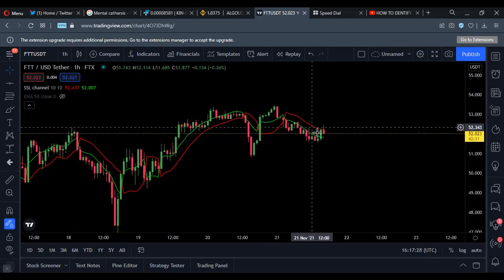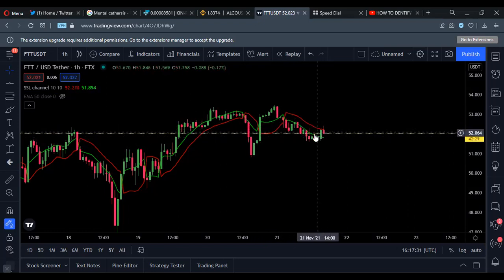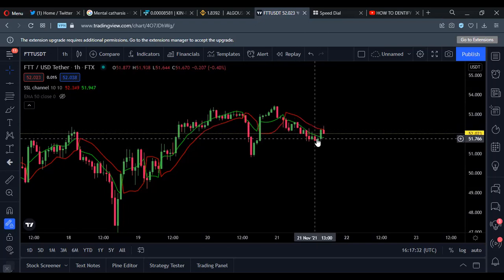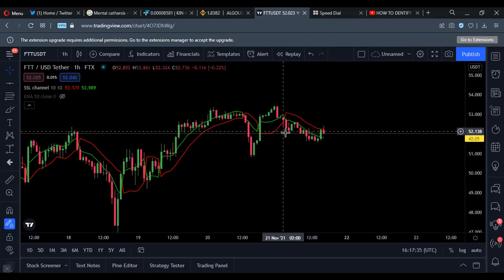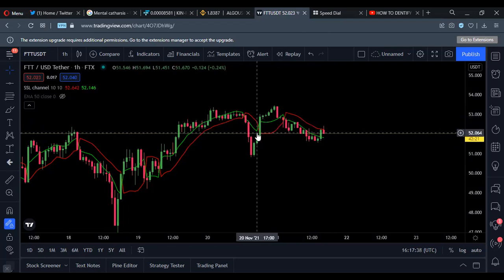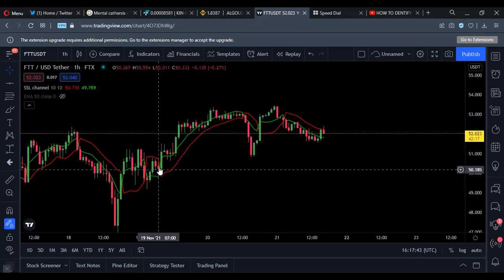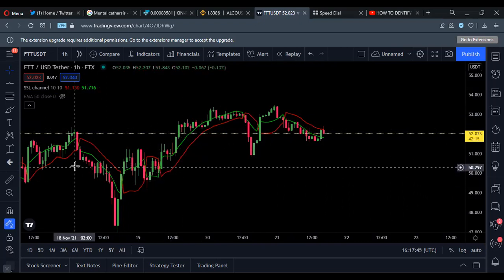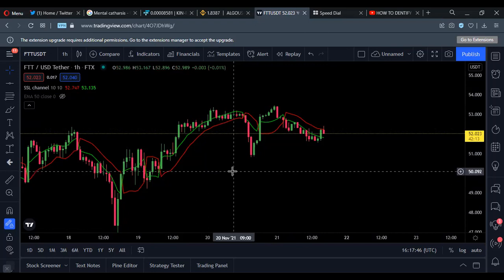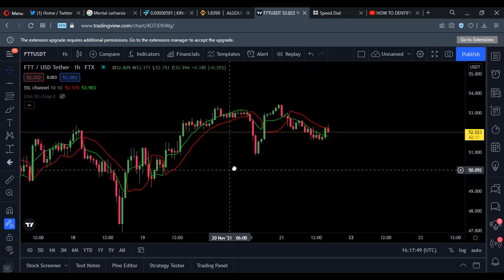For instance, right now you cannot do anything. You can neither buy nor sell at this point in time. The best time for you to have done it was when it was at this point. The same thing here, the best time was when it was at this point. So the major thing is for you to identify when these crosses are occurring.